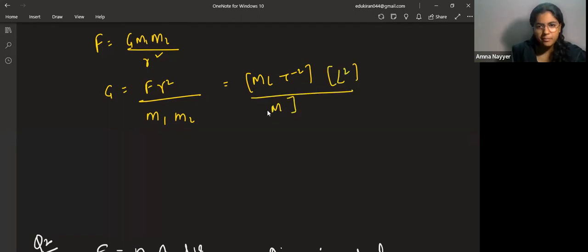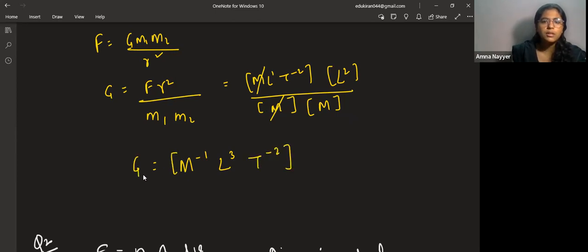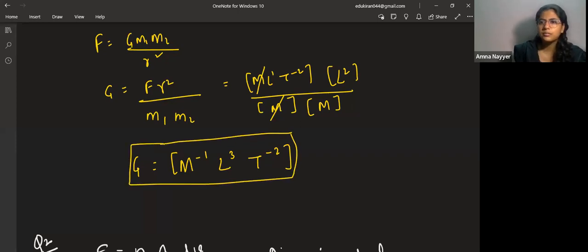Mass 1 will be M, mass 2 will be M. So now see, one mass will cancel this mass, right? What is left? This mass is left. So this mass will go up because power is here 1. So it will go up, that will become M to the power minus 1. What happens to L? Here already 1 is there, here 2 is there. So L cube, right? L into L square will give L cube. And what about time? Time is T to the power minus 2. So this is the formula for G that you have to write. Quickly just note it down.